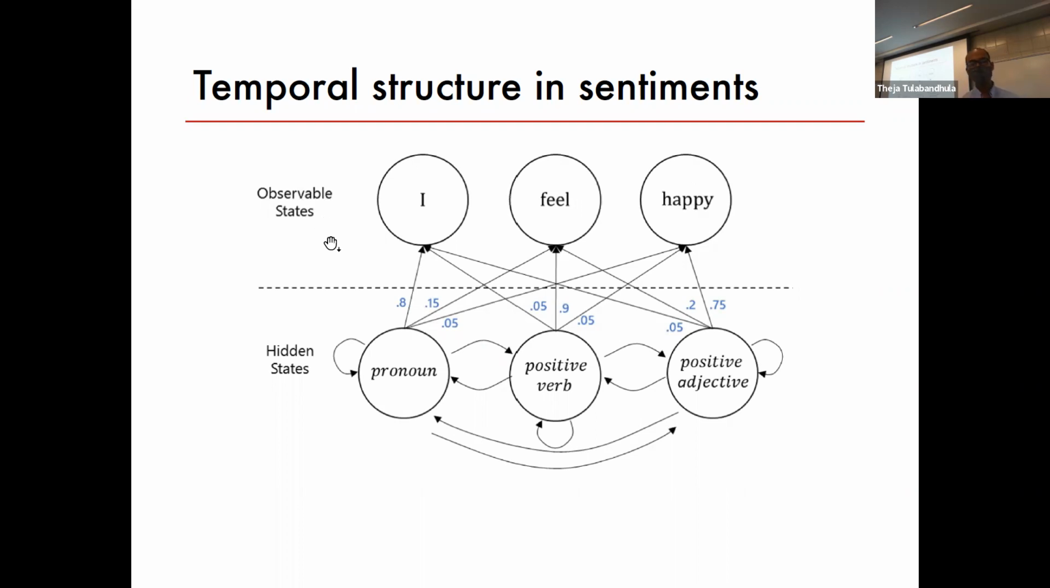But behind the scenes, there could be a bunch of random variables that are getting realized, or taking specific values. For example, the first random variable taking a value pronoun, the second random variable taking a value positive verb, and positive adjective and so on. Observed state just means observed feature or observed observation. So that's I feel happy.